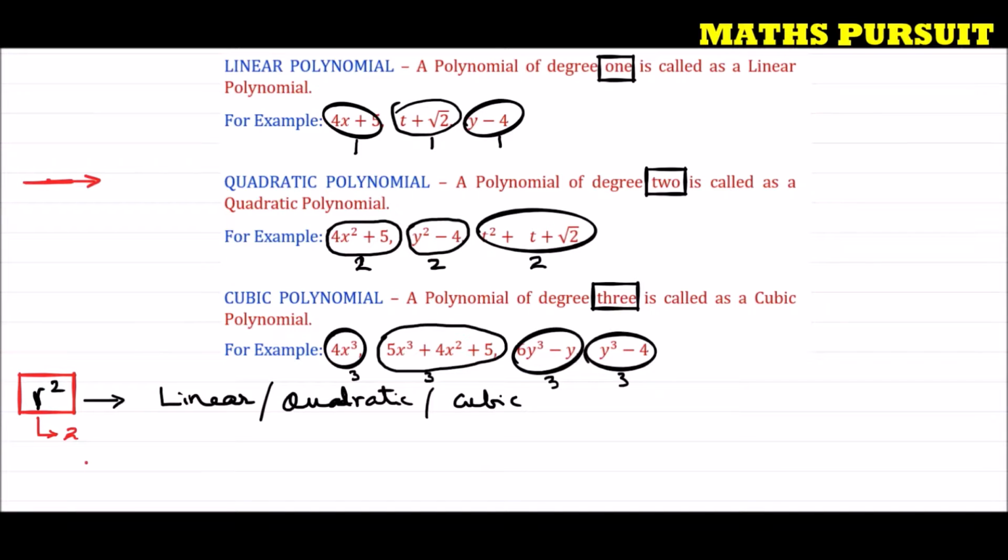So we can say, therefore, this is a quadratic polynomial. You can write something like this in your own words. This is a quadratic polynomial. Why? You can say that the highest power of the variable is 2, or the degree of this variable is 2. So this is a quadratic polynomial.